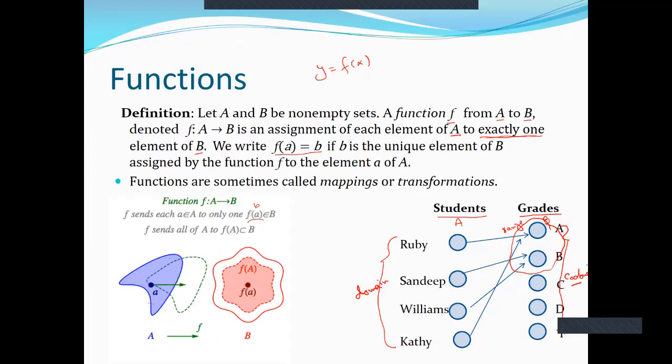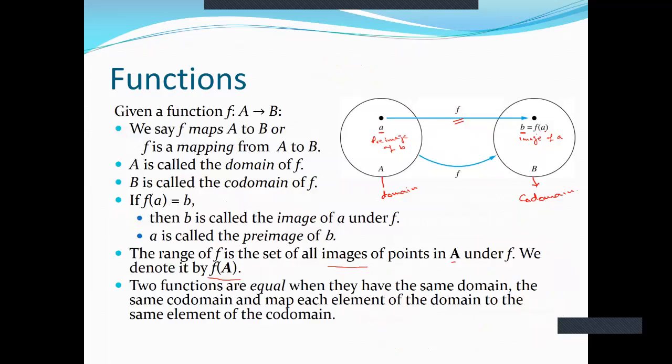So set of images is called a range of the function f, and we denote this range with f of A, right? So this is the range, that is A and B. Is that clear? So now let's come back to this example. So the range of f is the set of all images of points in A under f, we denote it with f of A.